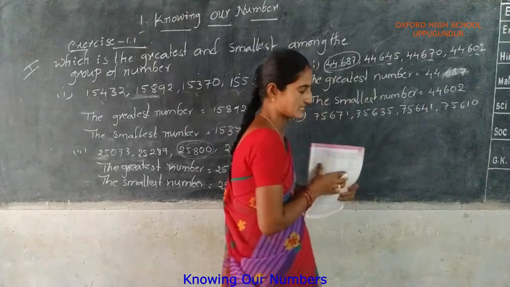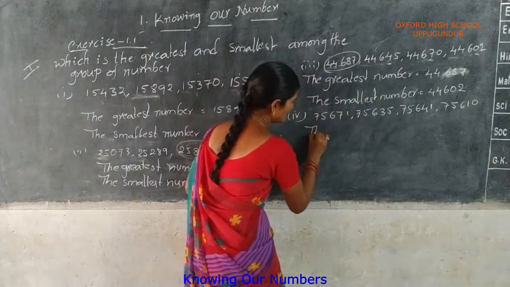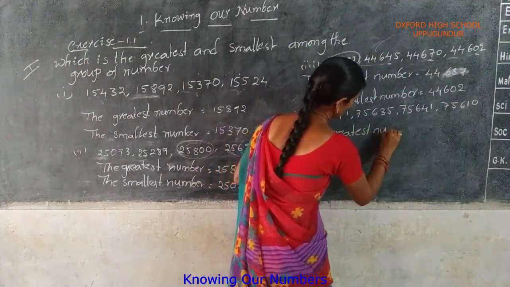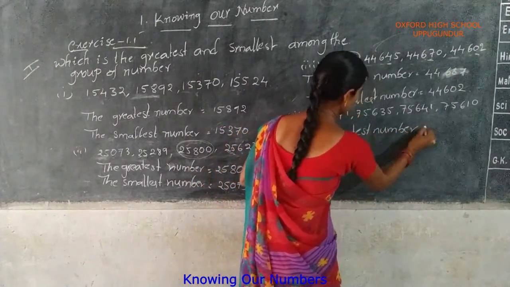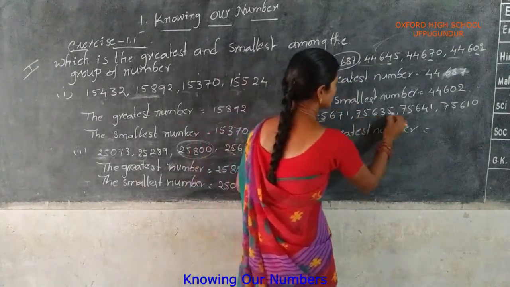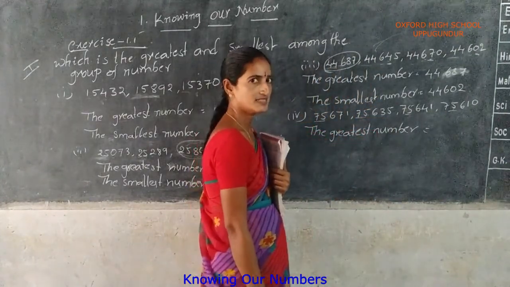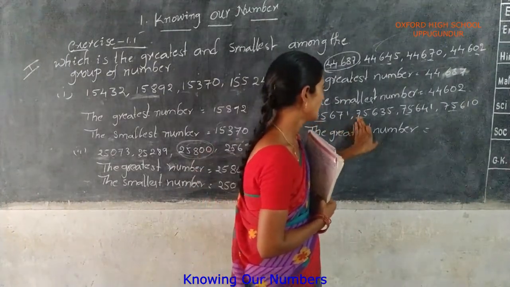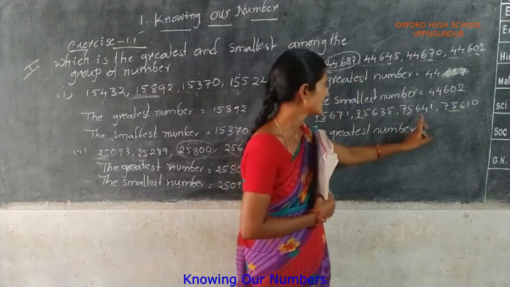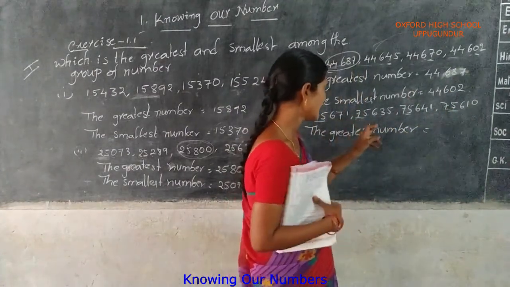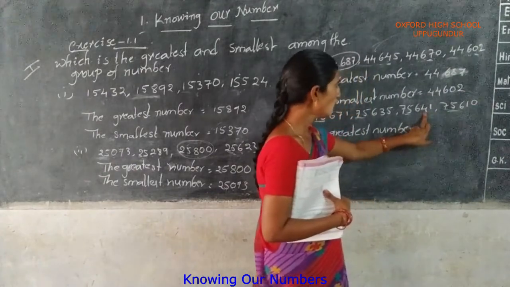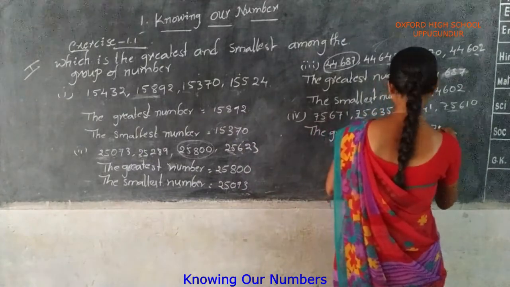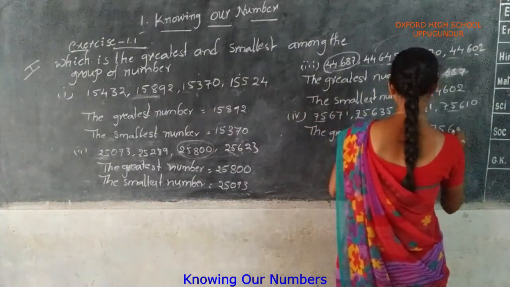75,610. Next, which is the greatest and which is smallest? The greatest number is equal to 75, 75, 75. Digits are same. Next, comparing with place values: thousands and 10,000s same, and hundreds place also same, 6, 6, 6. Next, tens place: 6, 4, 3, 7. Which is greatest? 75,607.